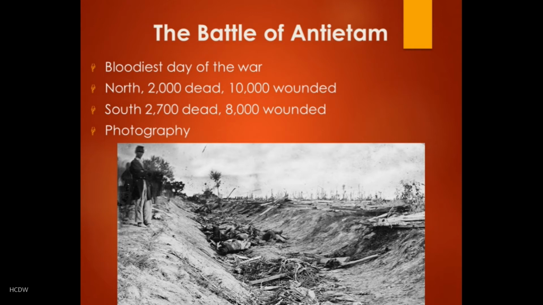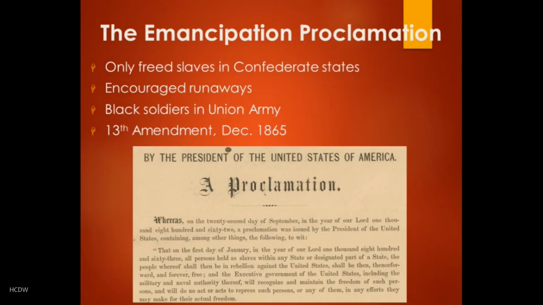And so, in the aftermath of this victory at Antietam, Lincoln was able to issue the Emancipation Proclamation, preliminarily announced in September of 1862 and going into effect on January 1st, 1863. You can read the wording of this proclamation here, but note that it only freed the slaves in the Confederate States. As it says, all persons held as slaves within any state in rebellion against the United States.